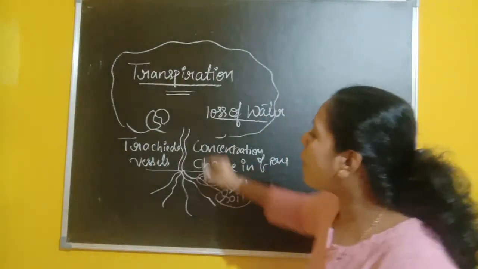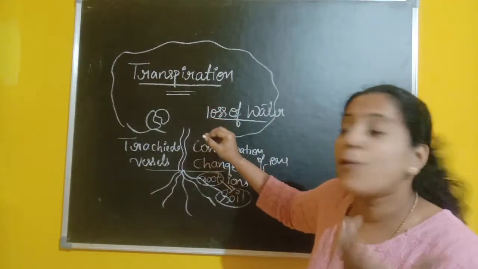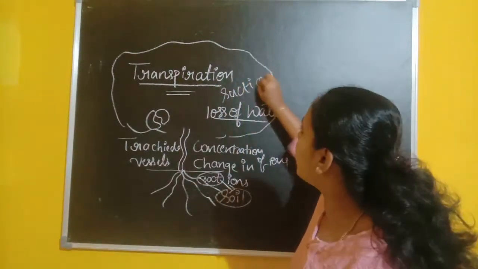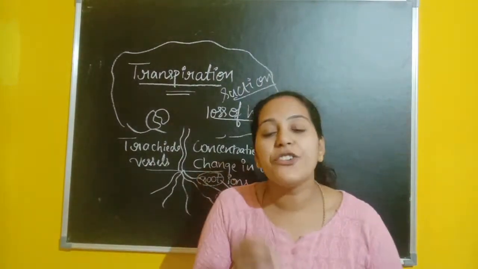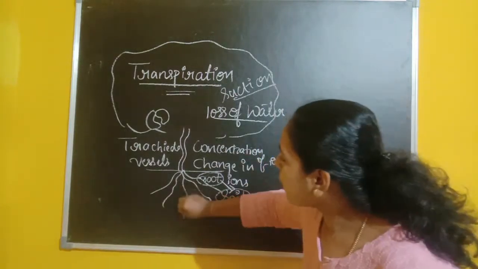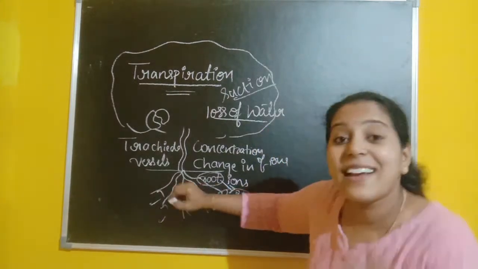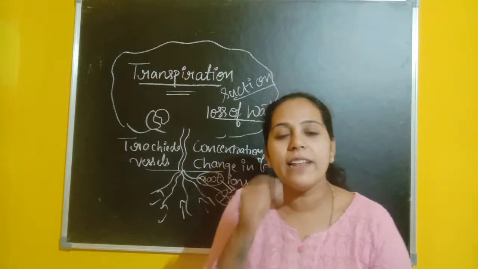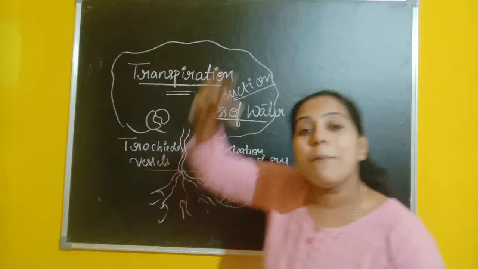Because loss of water is happening, it is creating a force. This force we call suction force. I think you all are able to see it. Transpiration creates a suction force. When the suction force is created, the water from the xylem is sucked. It is like how you suck juice from a bottle. Just as when you put a straw in a bottle and suck, the juice comes up, in the same way the water goes up.